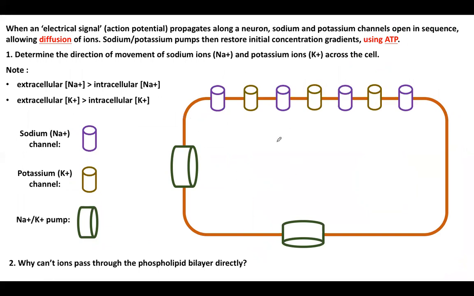In a normal cell, the extracellular concentration of sodium is high and inside is low normally. With respect to potassium, it's low on the outside of the cell normally and high on the inside.